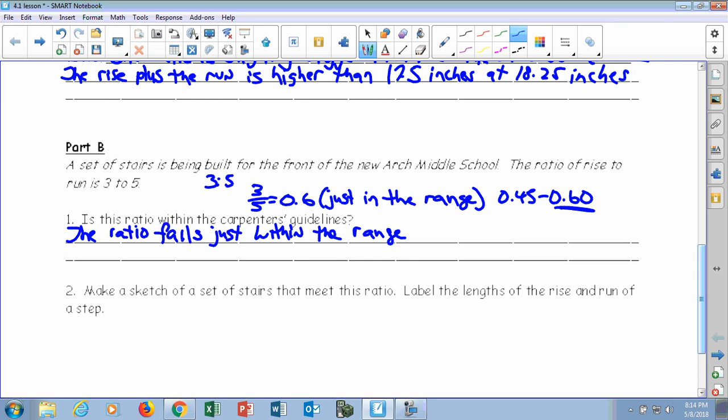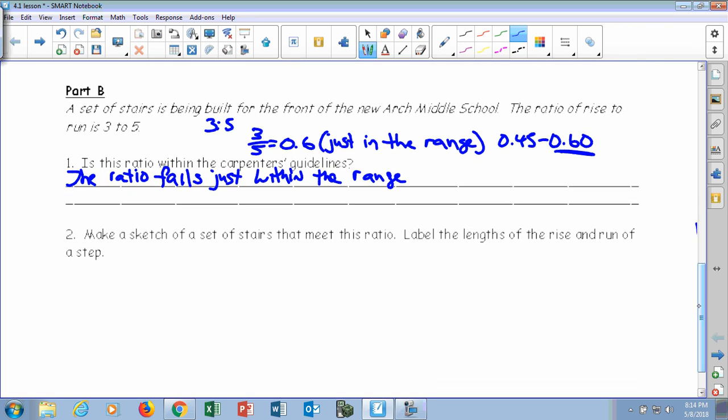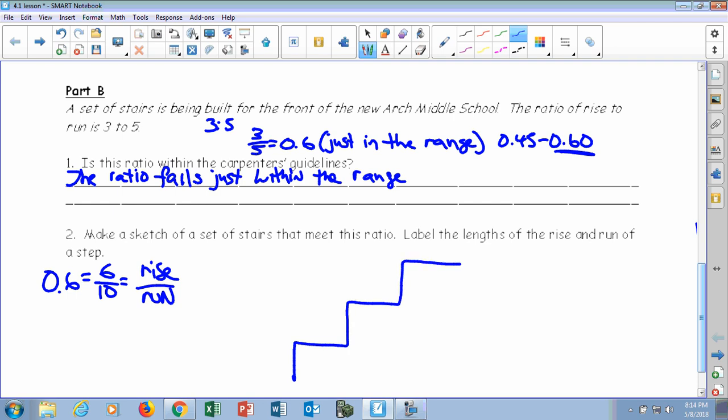So now it says make a sketch of the set of stairs that meet this ratio. Okay, so 0.6 is the same as saying 6/10. And again, that would mean rise to run or rise over run. Okay. So, with that said, if I were to draw stairs, right? There's our stairs. So if the rise is 6, the run is 10. The rise is 6, the run is 10, and so on.